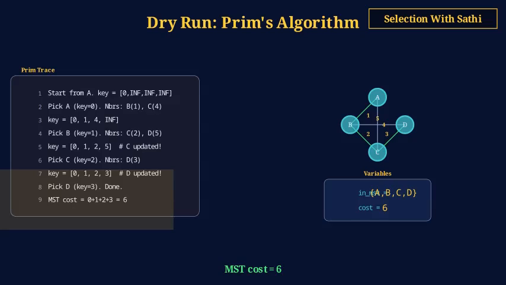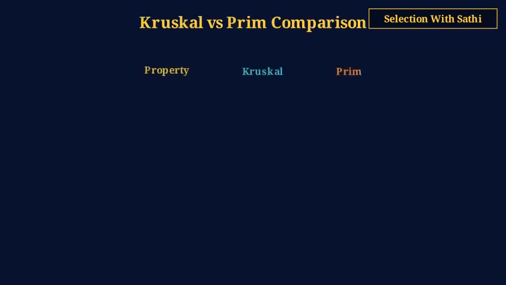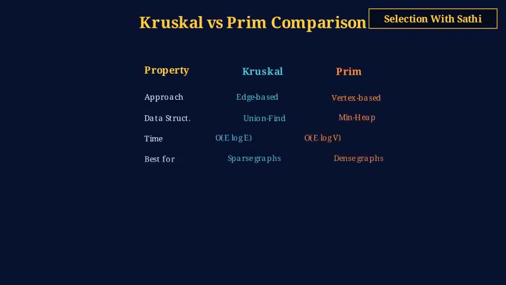Pop D with weight 2. Mark visited. Total is 6. Push D to E weight 7. Pop C to E with weight 6. E is not visited. Mark visited. Total is 12. All vertices visited. Prim's MST weight is also 12. Same as Kruskal's. Let us compare the two results side by side.